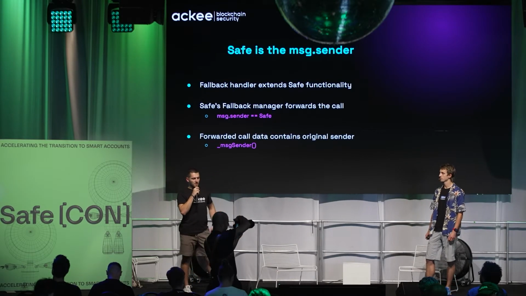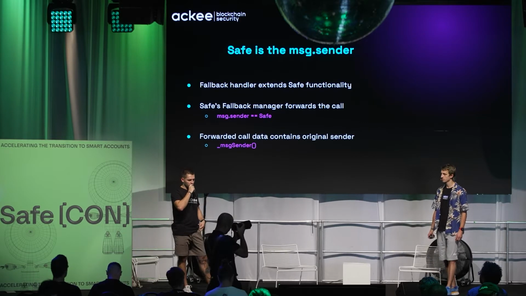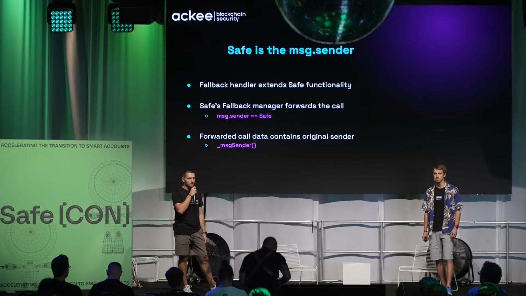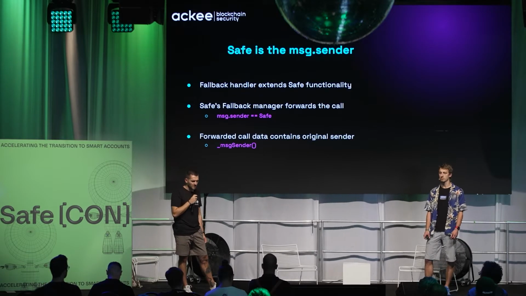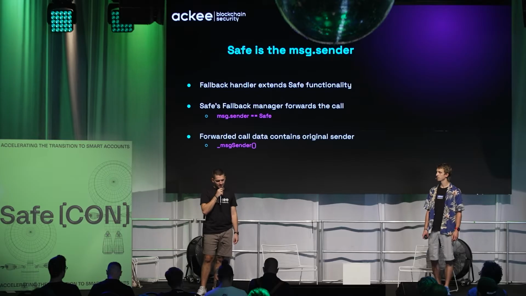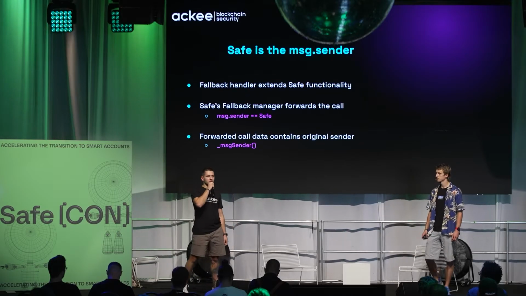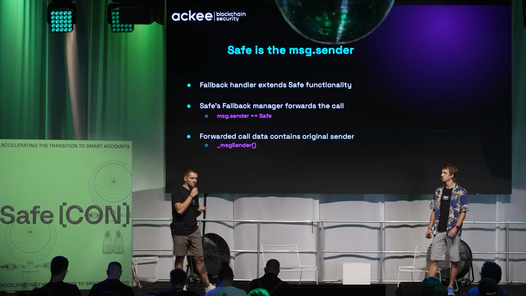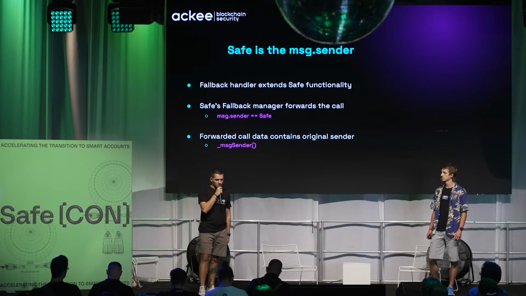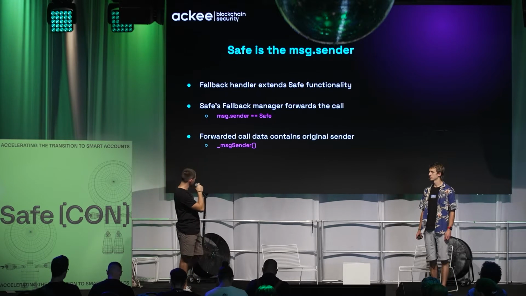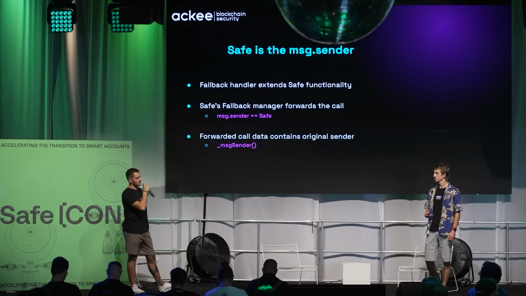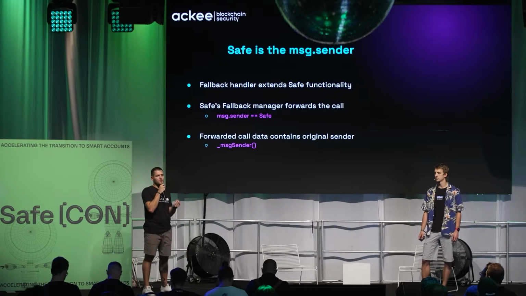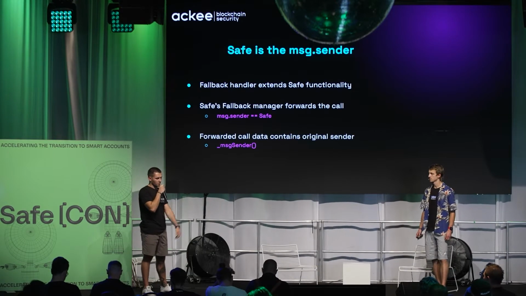And why can this be a problem? Because as developers, we are used to using message.sender everywhere for access control or, for example, as keys for mappings. But we have to keep in mind that in this specific scenario, message.sender can be someone other than we thought. To get the original message sender, we have to use the function _msgSender, which is implemented in the Safe. This function gives us the original message sender of the call.